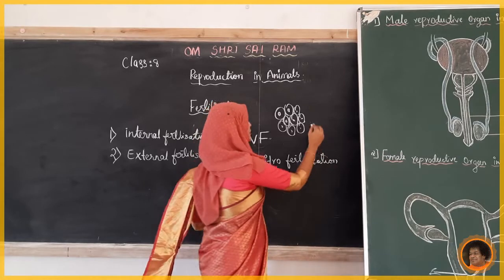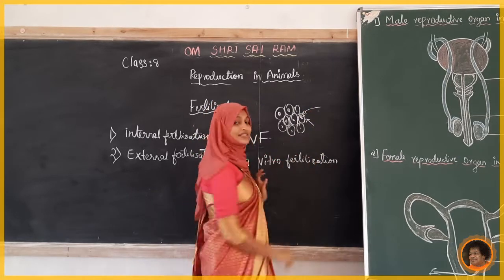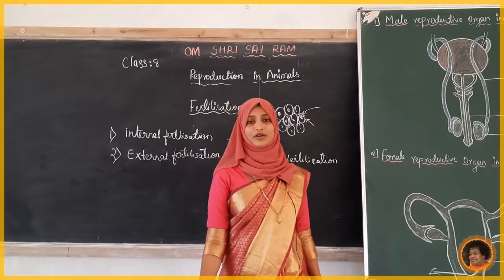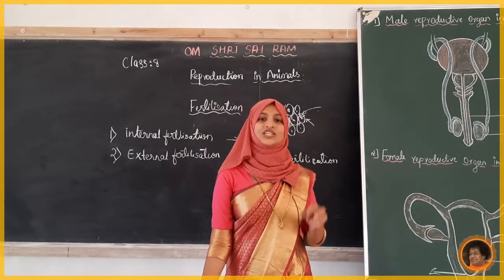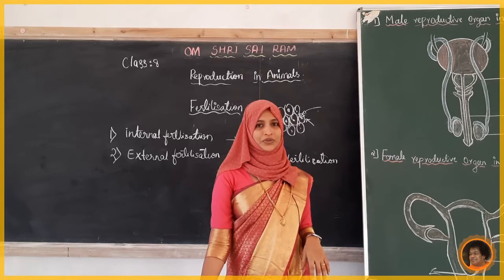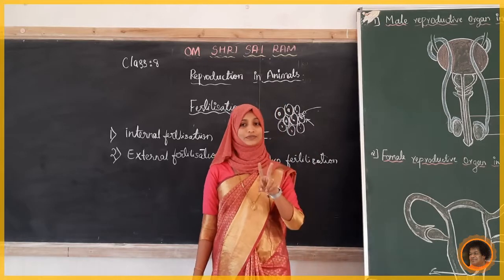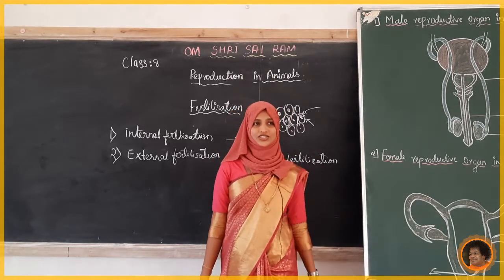Okay, when the sperm comes out and reaches the egg, fertilization takes place outside the body of the female. Such fertilization is called external fertilization. Okay, now we come to know the two types of fertilization: internal and external.